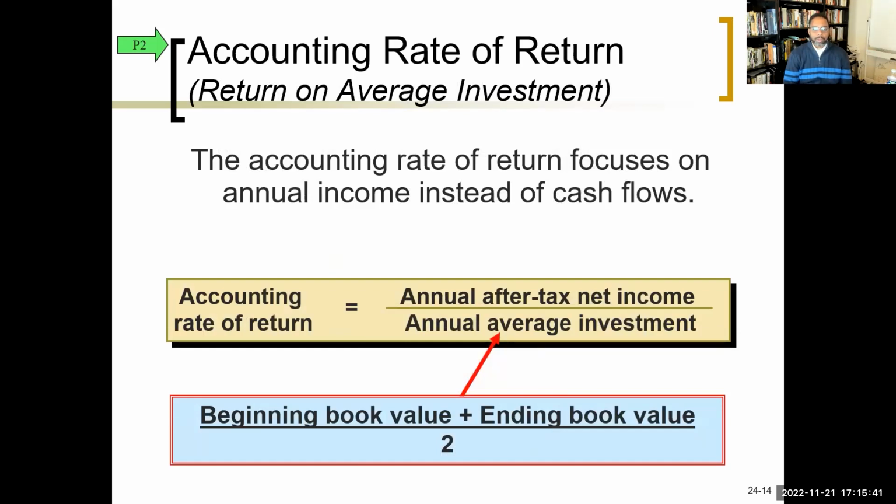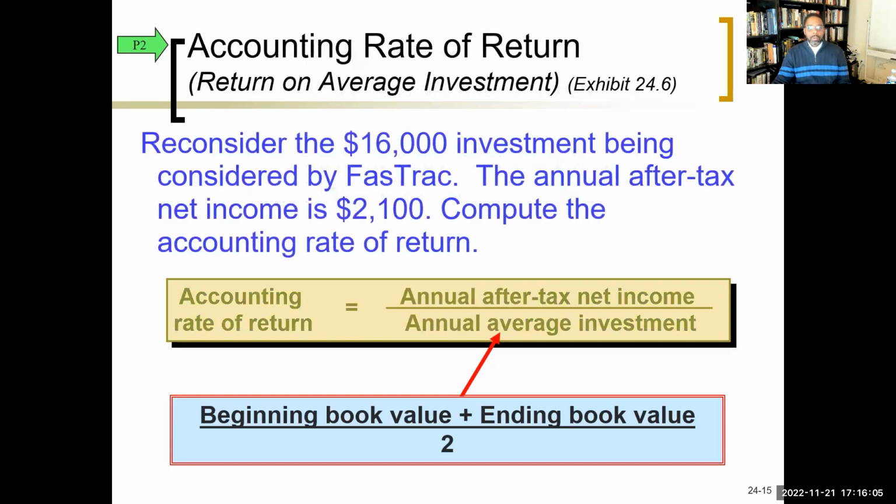Accounting rate of return focuses on the annual income instead of the cash flows, right? So it looks at how much you're getting annually. So how we do that, we take the annual after-tax net income divided by the annual average investment, which is the beginning book value plus the ending book value divided by 2. So let's get an example here. Let's consider we have a $16,000 investment. The annual after-tax net income is $2,100, right?